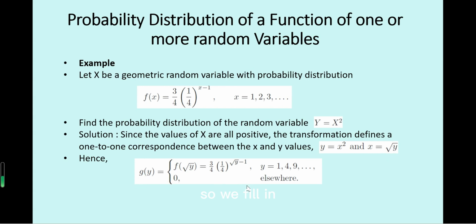So we fill in the density. g(y), because of the one-to-one transformation, is also the density of X evaluated at the square root of y. We just fill in the probability function for x, and we get g(y) = (3/4) times (1/4) to the power of square root of y minus 1. Here the variable y takes only the values 1, 4, 9, 16, 25, and so on.